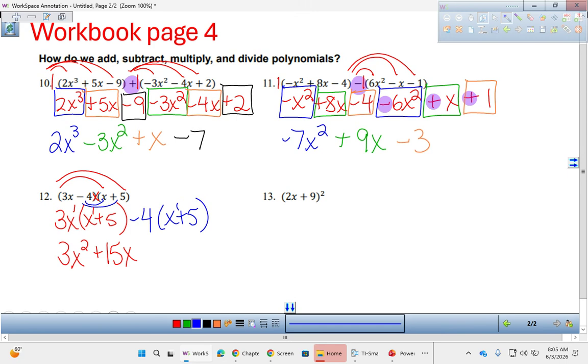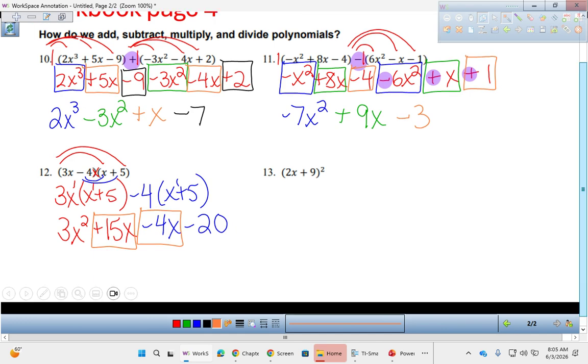Negative 4 times x is negative 4x, and negative 4 times positive 5 is negative 20. From here, we're combining the like terms. Like terms are the things that have the same variables and exponents. Once you do the multiplication, it becomes an addition and subtraction problem. And when we add and subtract polynomials, we can only combine their like terms.